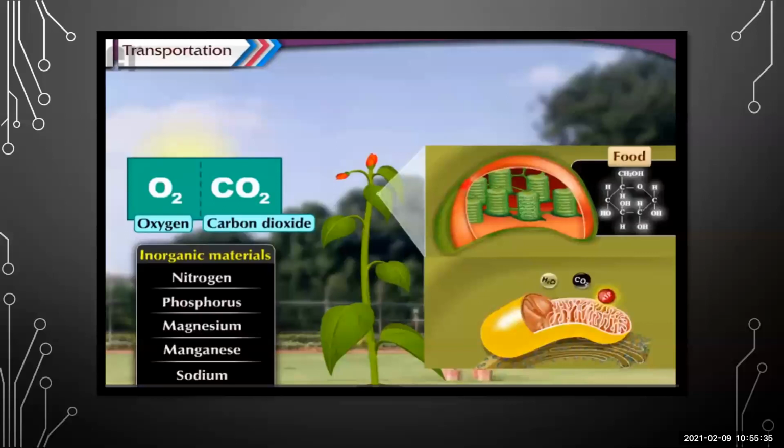Now, as we require nutrients and vitamins, do the plants also require them? Yes. As we have here, the plants give out oxygen and take in carbon dioxide. But along with oxygen and carbon dioxide, plants also require inorganic materials. Those are nitrogen, phosphorus, magnesium, manganese, and sodium.